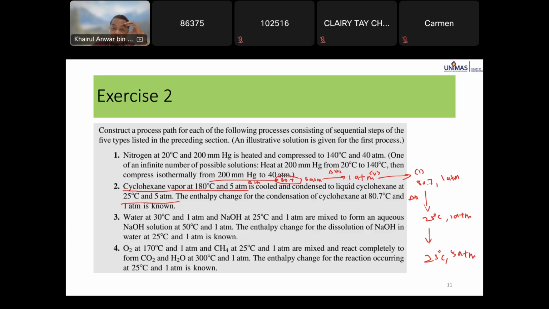So how many delta H? 1, 2, 3, 4 and 5 lah. So you have 5 delta H to calculate, which is equal to delta H for the true path lah.